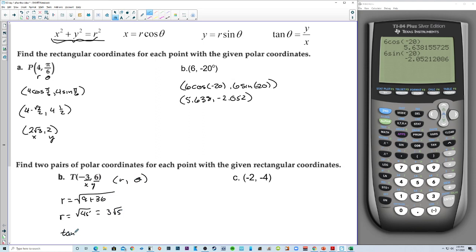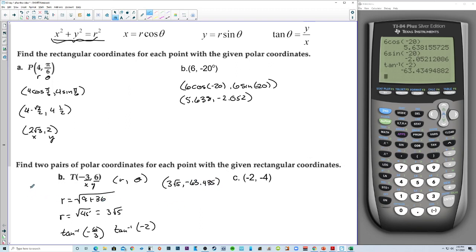So we need the inverse tangent of y over x, negative 6 over 3. And so we want the inverse tangent of negative 2. And we can have negative values for this. It's just, find 2 pairs of, all right, so we need 2. So we can certainly have negative. Let's see, our r is 3 square root of 5 and negative 63.435.